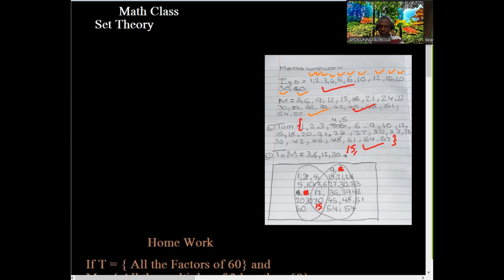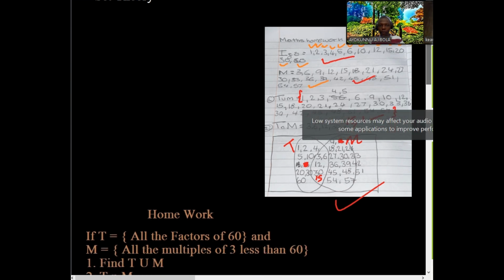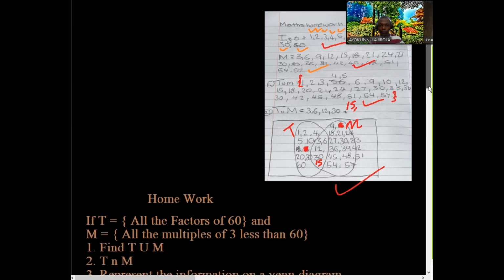So 1, 2, 4. Which one is on the left? Is it factors of 60? That's T. The ones on the left are the factors of 60, that's T, okay. Then this one is multiples of 3, which is M. Okay, I think this is a good way.